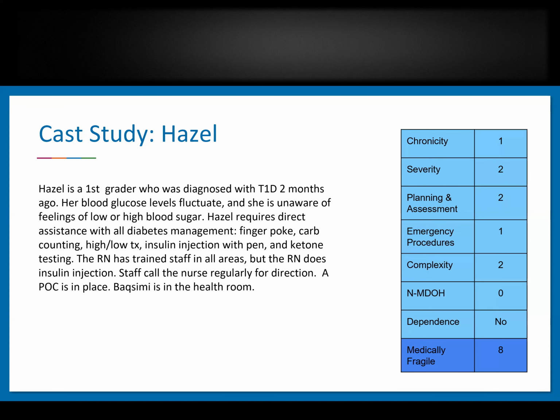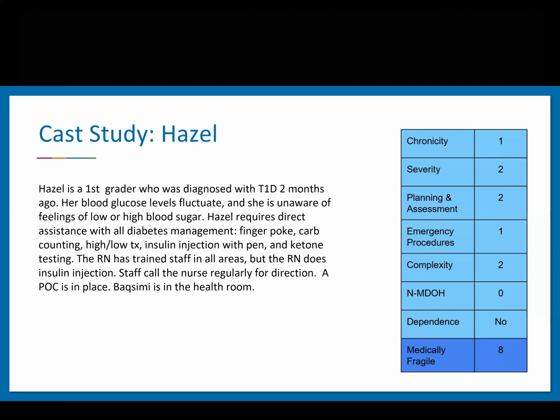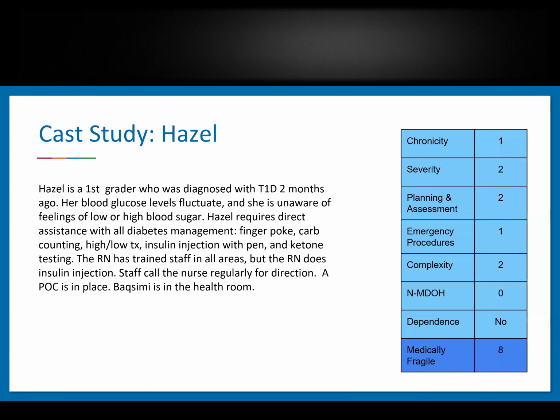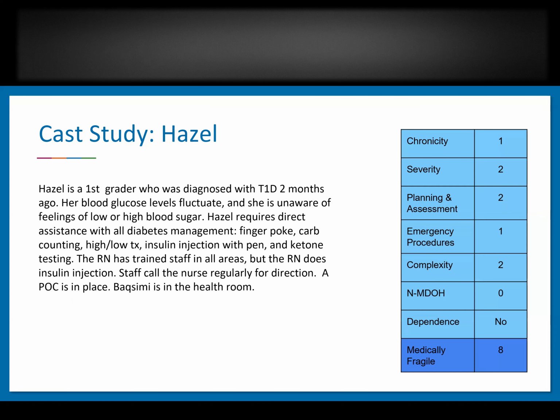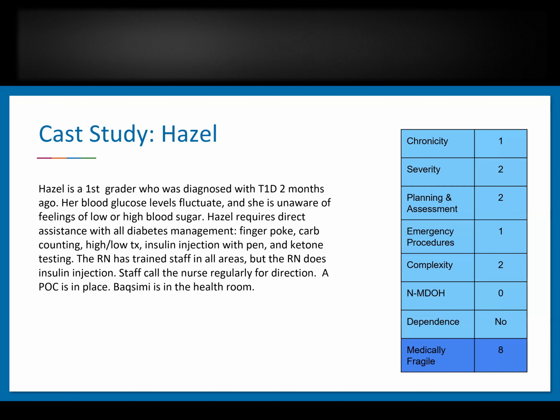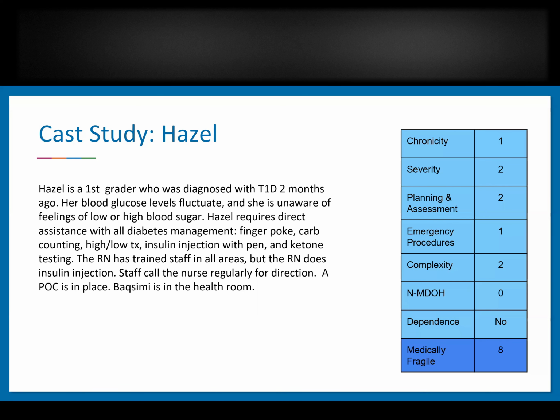Hazel is a 1st grader who was diagnosed with type 1 diabetes 2 months ago. Her blood glucose levels fluctuate and she is unaware of feelings of low or high blood sugar. Hazel requires direct assistance with all diabetes management: finger poke, carb counting, high and low treatment, insulin injection with a pen, and ketone testing. The registered nurse has trained staff in all areas, but the registered nurse does insulin injection.